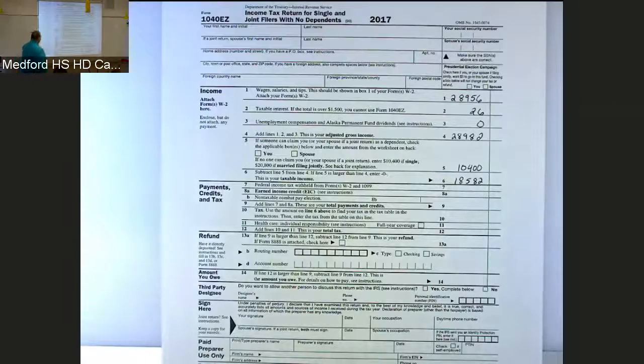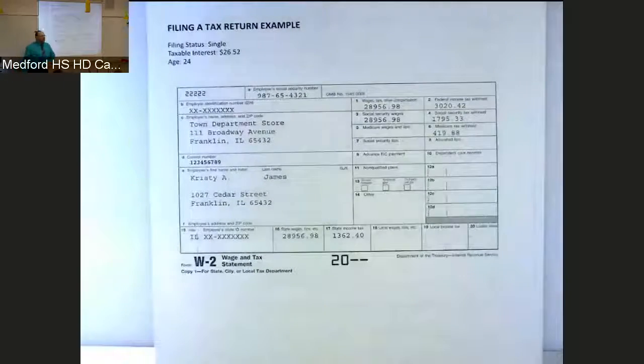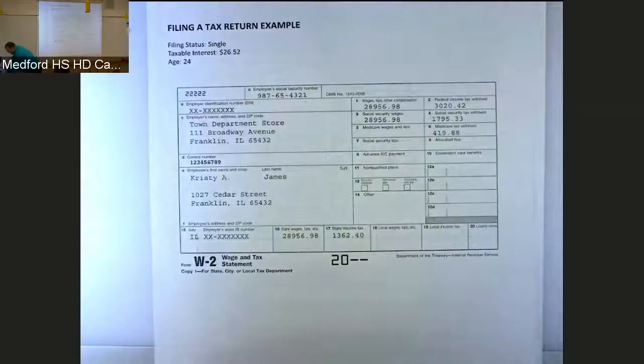Line 7 says enter the federal income tax that was withheld, and you can find that on the W-2. If you look on the W-2, the amount of federal tax withheld was 3,020. Dropping off the cents amount.